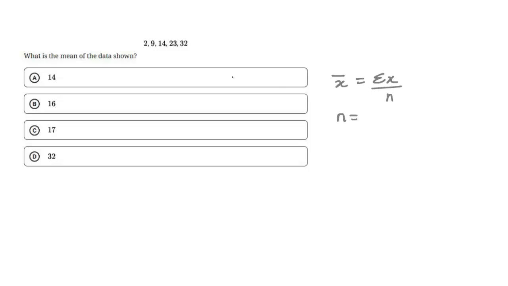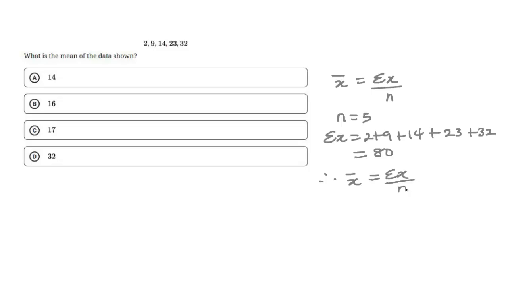So n in this case, how many observations do we have? 1, 2, 3, 4, 5. So n is equal to what? 5. Then summation x in this case is adding all of these together. So that will be what? 2 plus 9 plus 14 plus 23 plus what? 32. So if we add this 2 plus 9 plus 14 plus 23 plus 32 will give us what? 80.